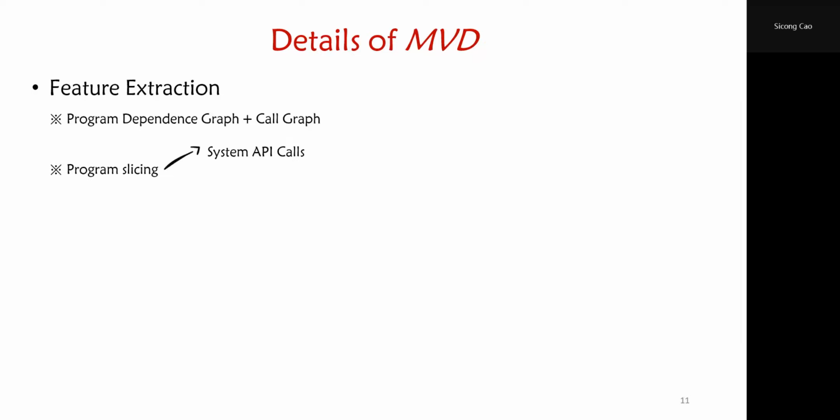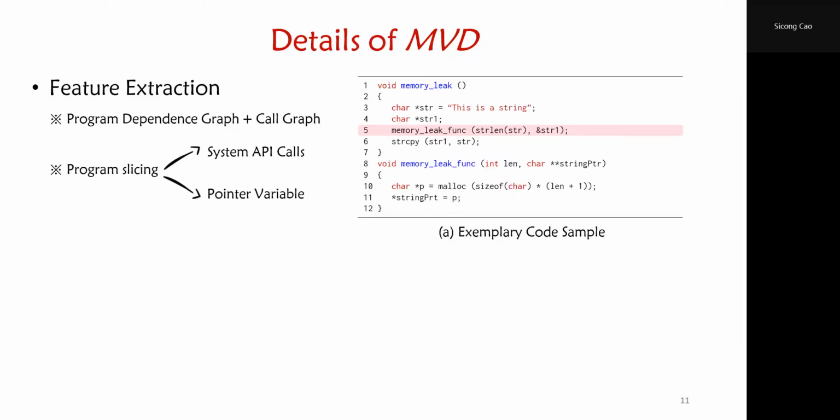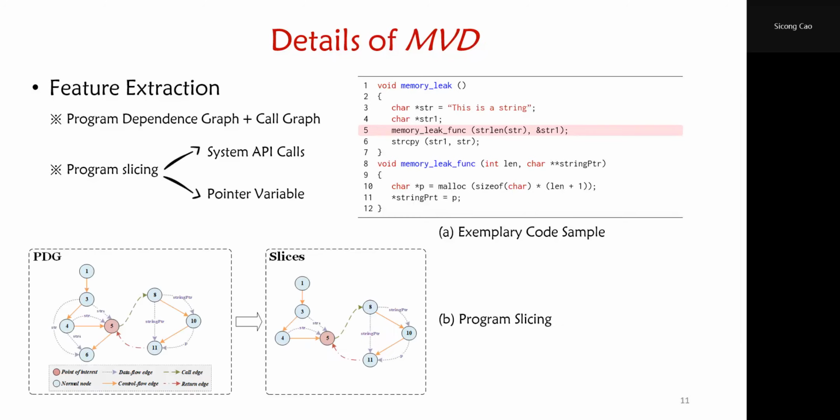In feature extraction, our approach constructs a joint graph representation and performs program slicing. We choose two slicing criteria, system API calls and pointer variables, because they are often related to improper memory operations. Figure A is an example. It's a typical memory leak vulnerability that requires interprocedural analysis to detect. Its corresponding interprocedural PDG and slices are shown in Figure B.